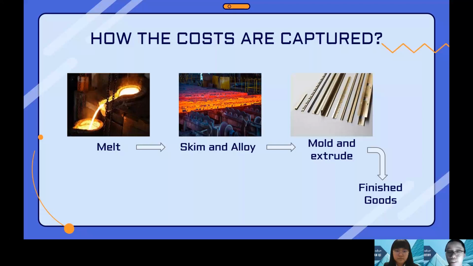Here is an example of how the costs are captured. In the slides, we have a steel factory, and the processes are melting, skimming and alloy, mold, and extruding. As we can see here, each department has its own work in process, and we will talk about the transfer in cost later.